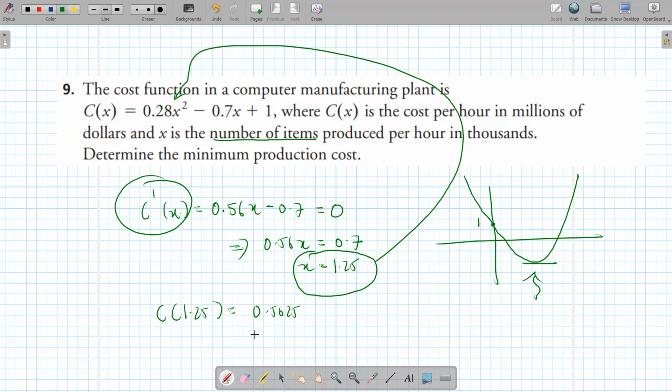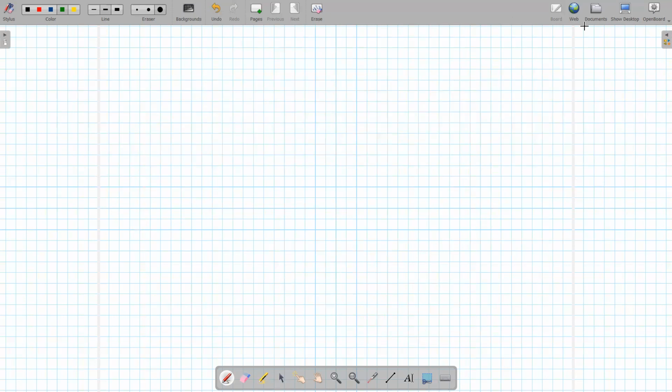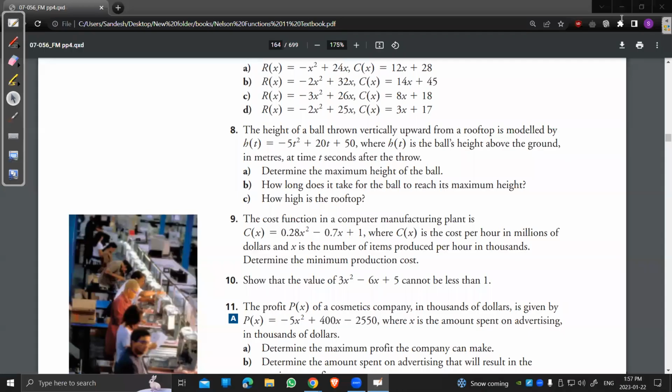Doesn't the answer have to be in millions? Yeah, so the answer is $0.5625 million. Or in other words, you can multiply that by a million, which is a 1 with 6 zeros, $562,500. So there you go. That's the minimum production cost. Yikes, that's a lot. We don't know how big this plant is, so maybe it's not a lot, but for a minimum, I guess that is a lot.